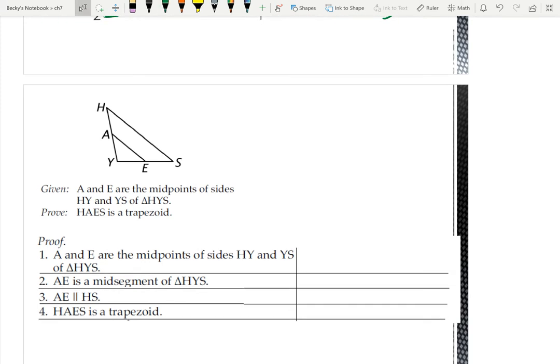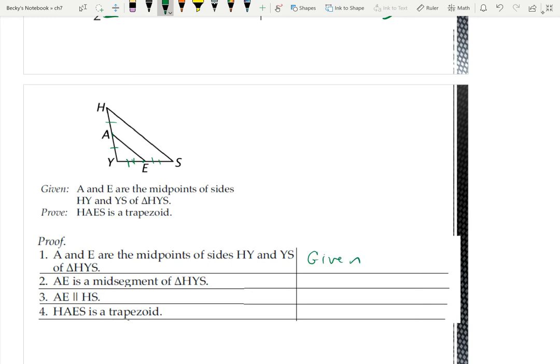A and E are the midpoints of the sides HY and YS of triangle HYS. Okay, so if these are the midpoints, that means that these are equal. Okay, so we're going to have to prove that HAES is a trapezoid. Okay. All right, first step, given.